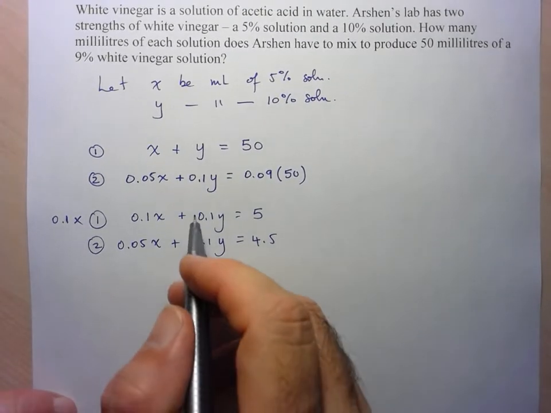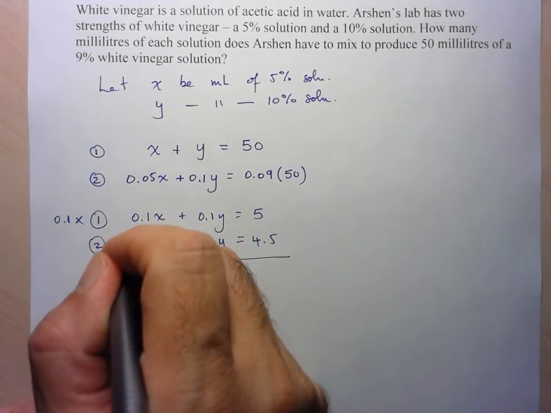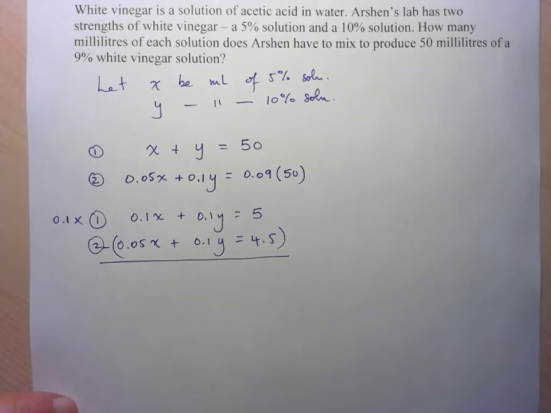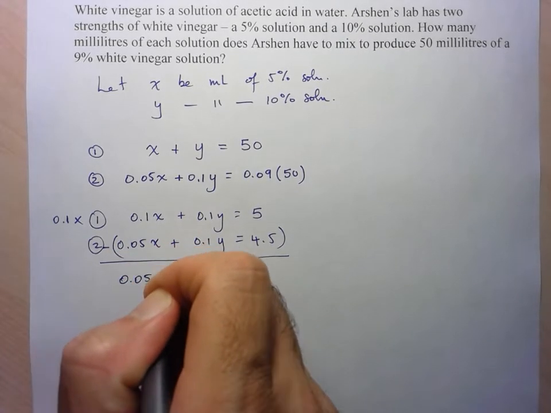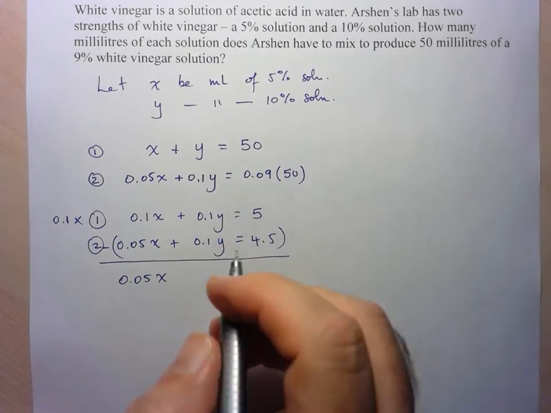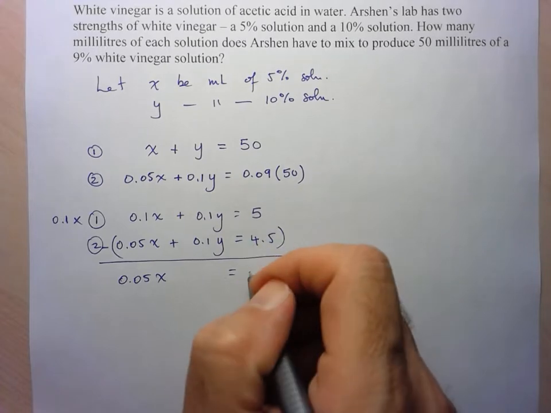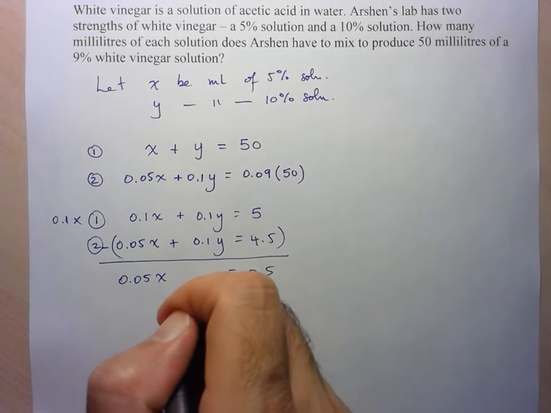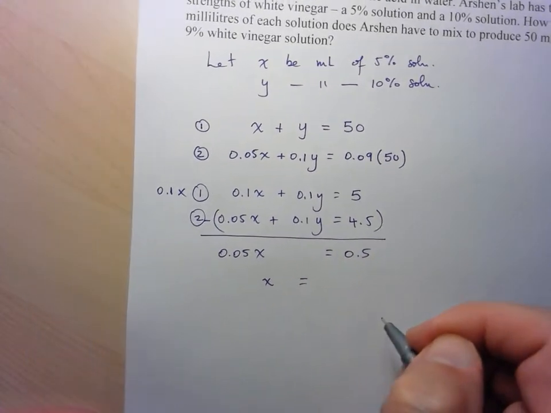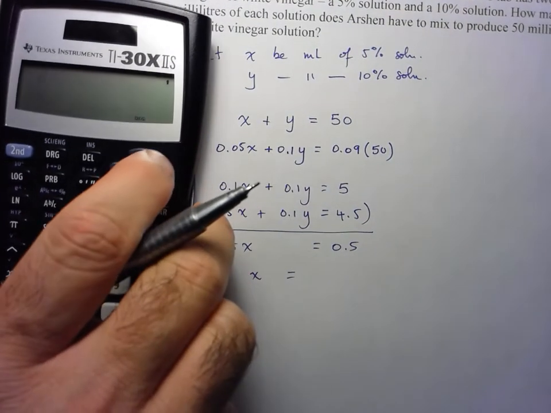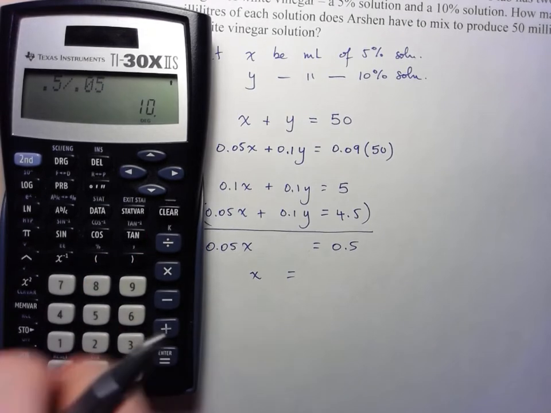Here the 0.1y terms have the same sign, so we're going to subtract the two equations. Remember, if they have opposite signs, we add. So here we have 0.1 minus 0.05, which is just 0.05x. 0.1 minus 0.1 is 0, and 5 minus 4.5 is just 0.5. So x is 0.5 divided by 0.05. We should be able to do that in our heads, but I'll use a calculator just to be sure. 0.5 divided by 0.05 is equal to 10.